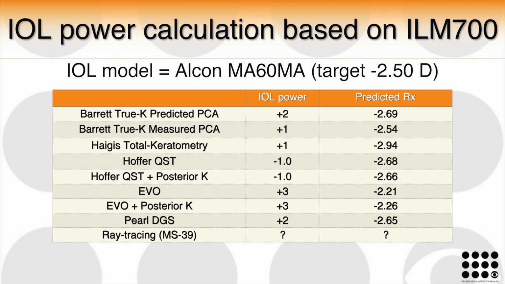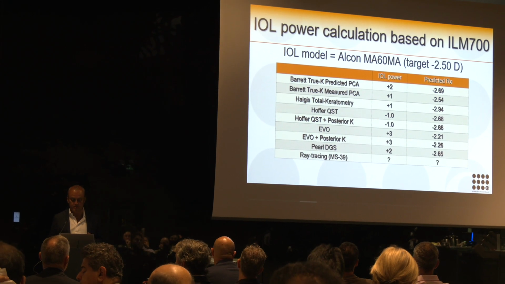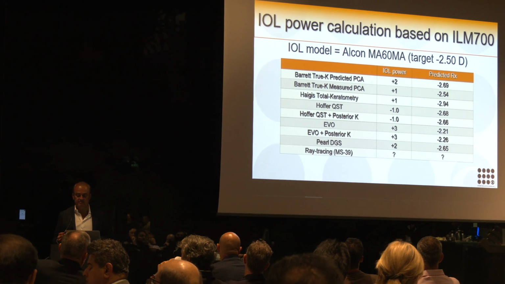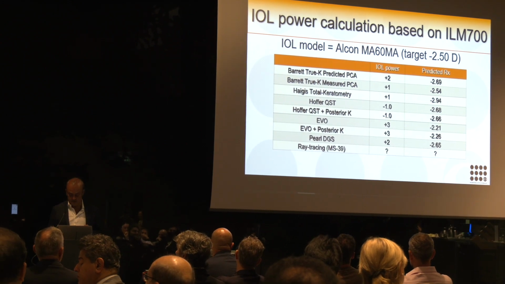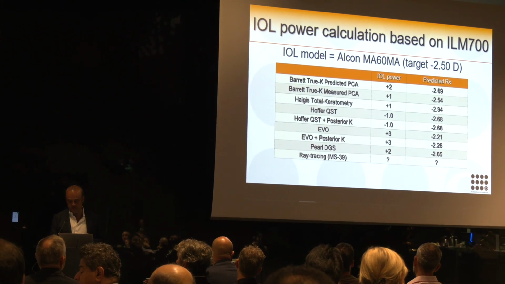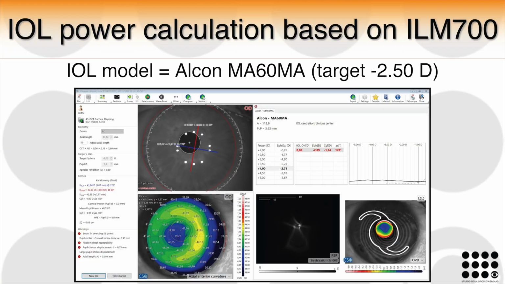These are results in different formulas for this eye. All formulas are based on the K1 and K2 of the IOLMaster. And you see that there is a range between -1 with the OKULIX and +3 with the EVO. And what about ray tracing? Remember that we had to implant an MA60MA with a target of -2.5. And the ray tracing suggests, I don't know if you can read it, +4, so the highest IOL power.